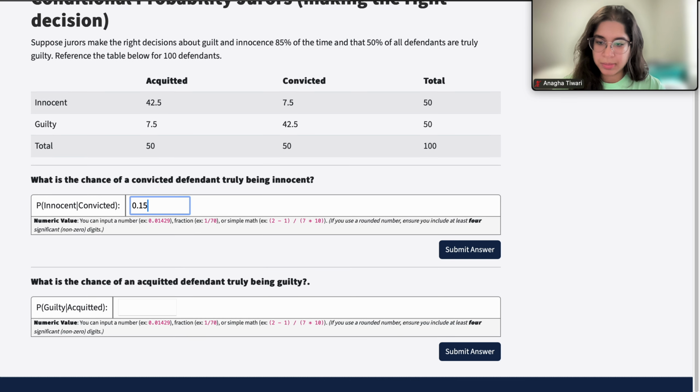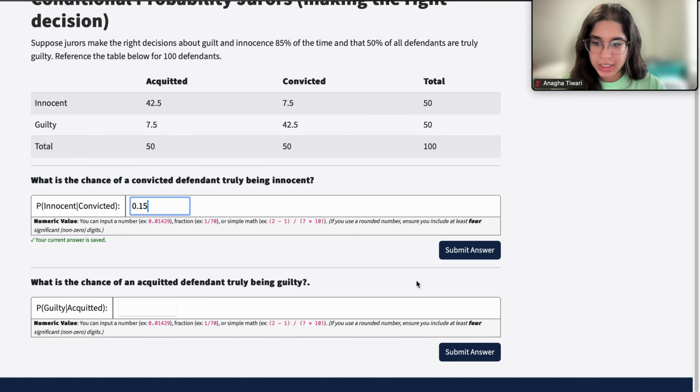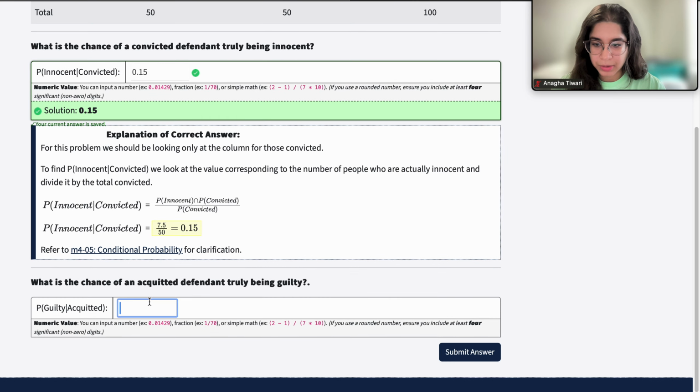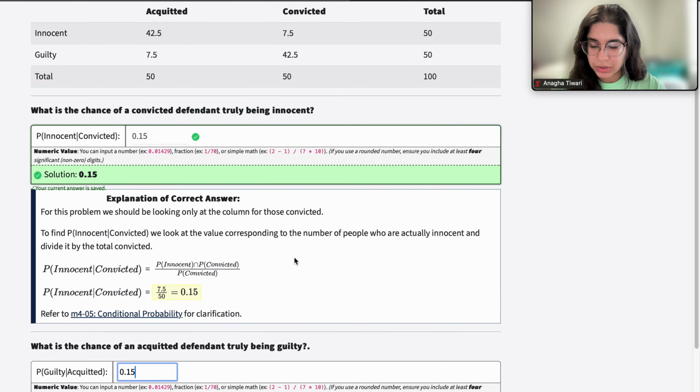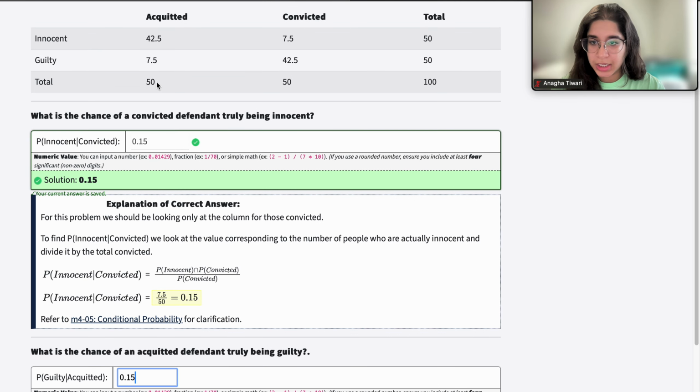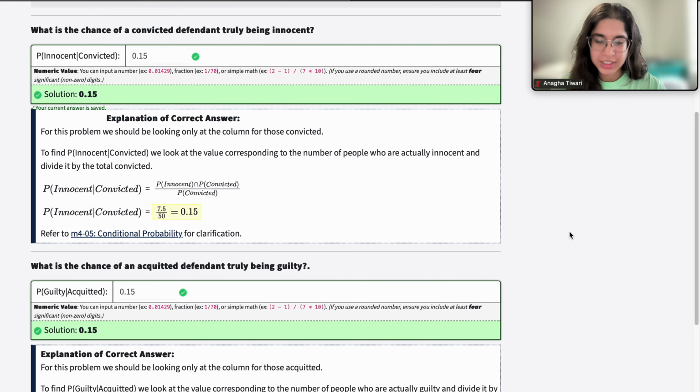And here I can just place our answers. So innocent given convicted is 0.15, and for the second one, an acquitted defendant being truly guilty, that's guilty given acquitted, which is also 7.5 over 50, so that's correct.